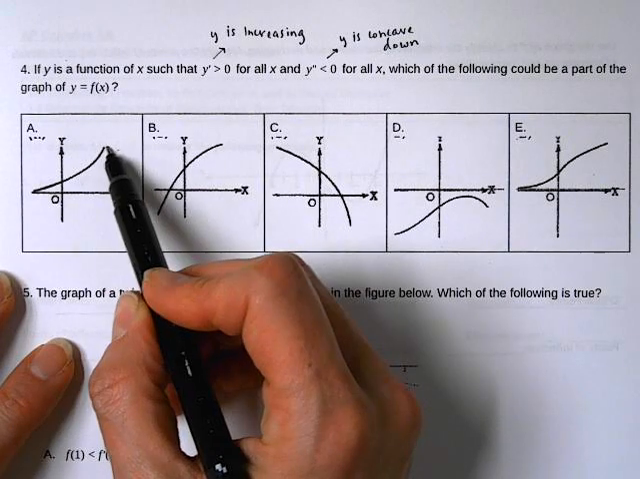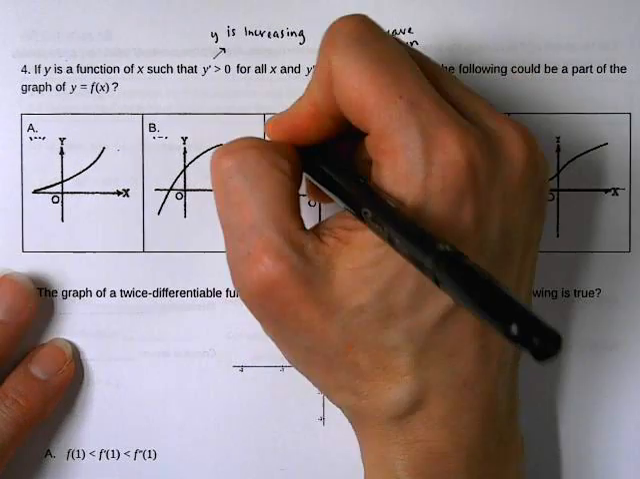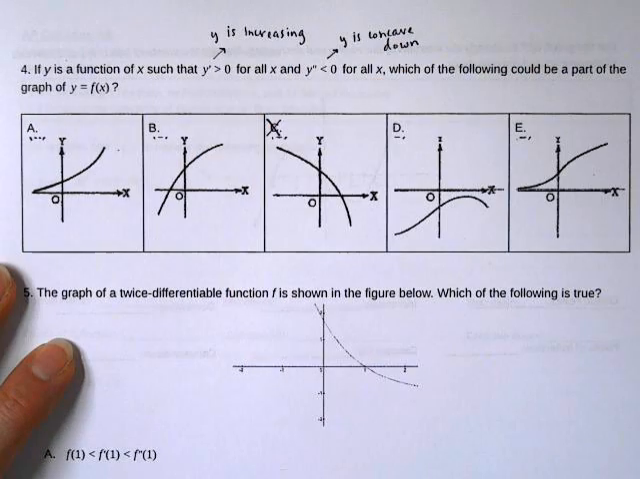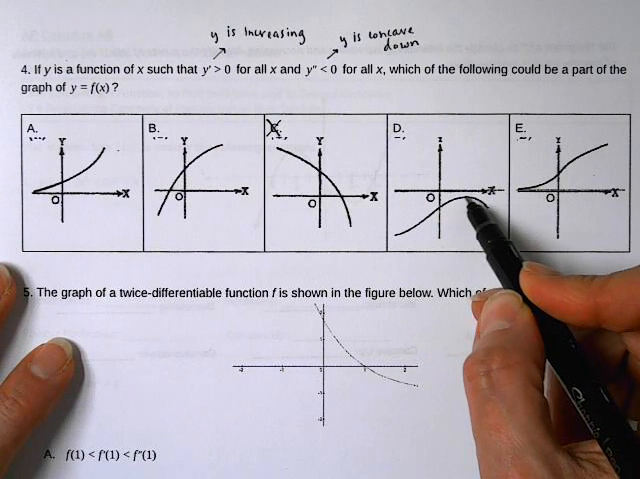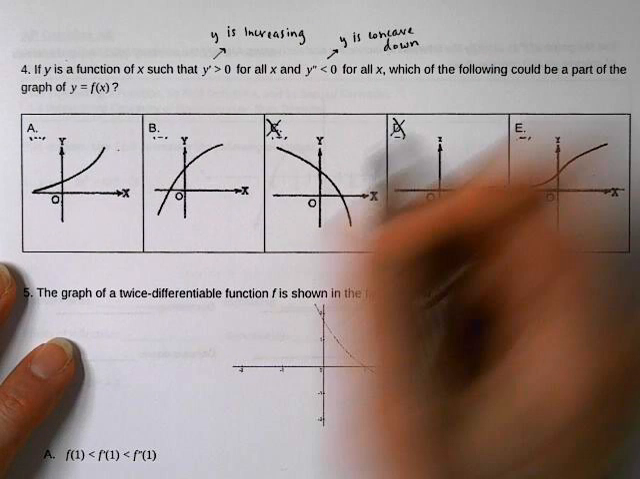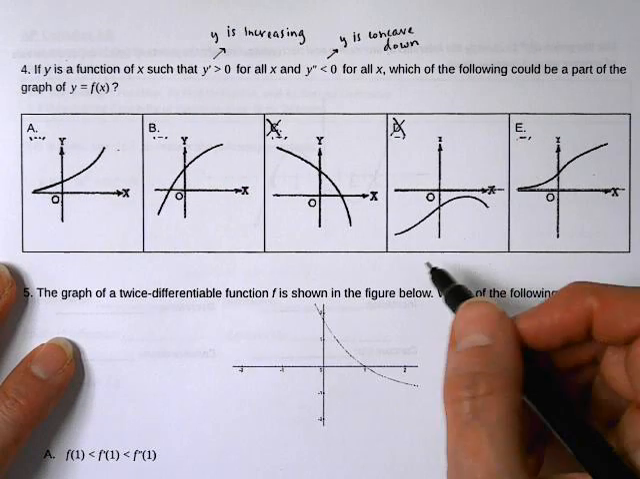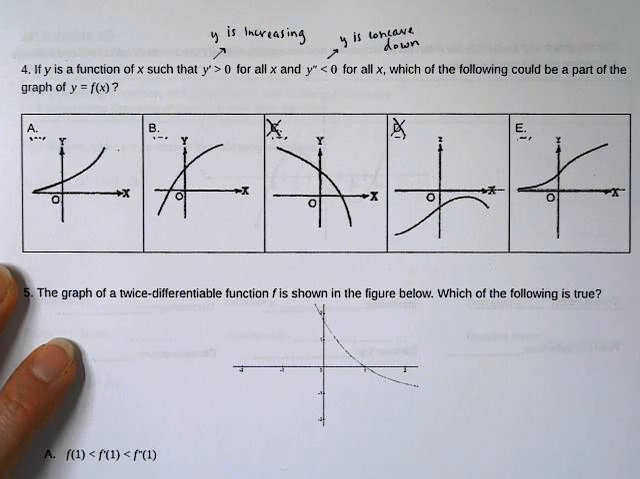So here we've got increasing. This is always increasing. C I can see is decreasing. So we're going to X that out. D starts off increasing, but then starts decreasing. But we know it's always increasing because it was for all x. And then E we're not quite sure about yet because that's increasing as well.